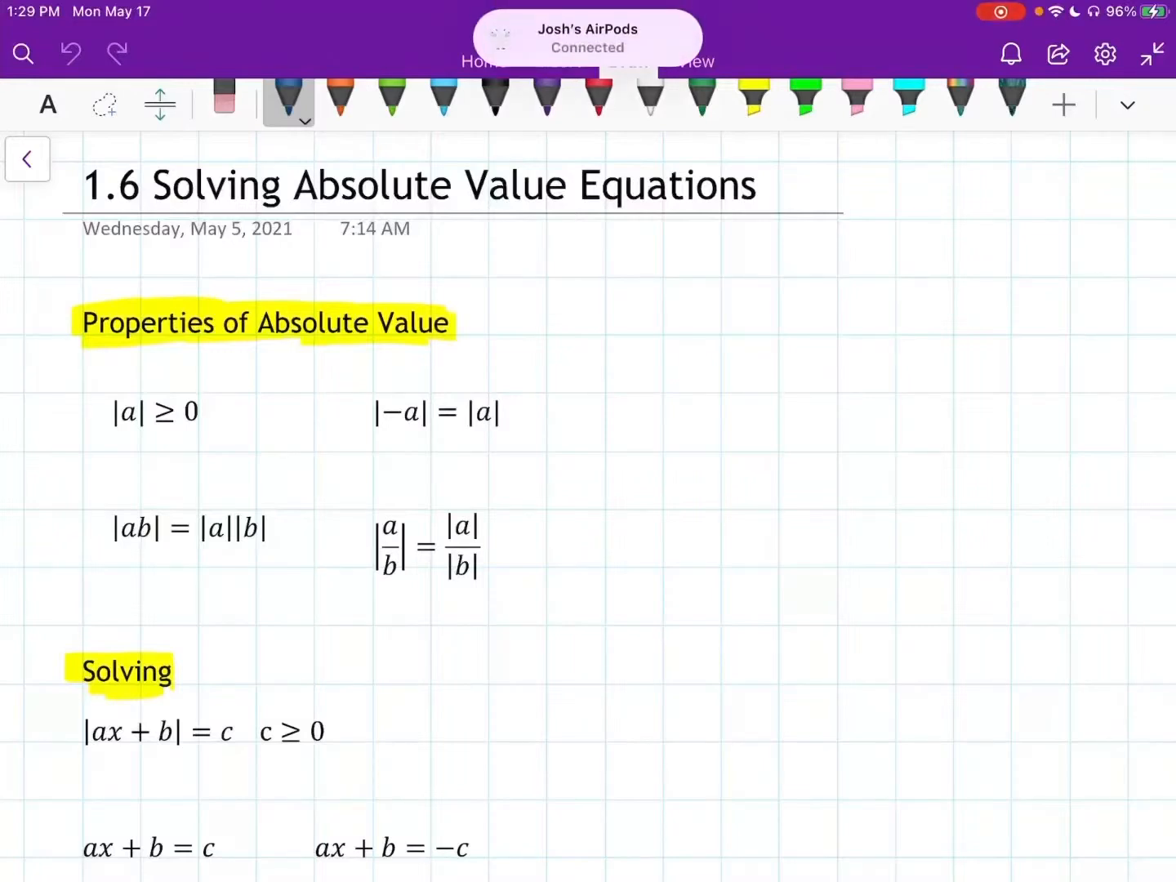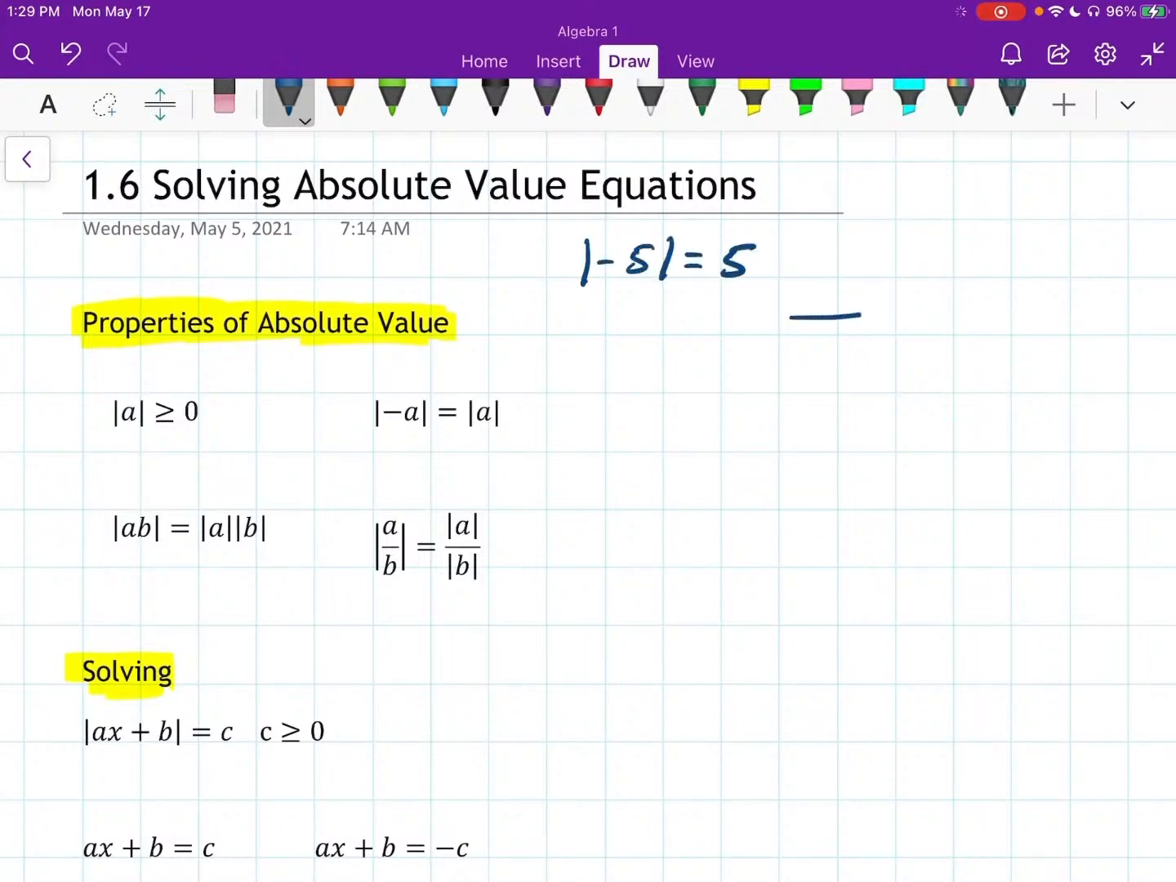All right, 1.6, solving absolute value equations. Now, we all know what an absolute value is. We know that if we have the absolute value of -5, that goes to 5. I think in the last video I talked about how if we have 0 here and we have -6, we say, well, these are 6 units apart. And that's where that absolute value gets to. Absolute value talks about the distance from 0. That's a way to think about that.